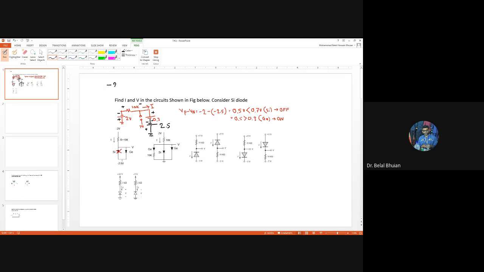If I apply KVL, then we get minus 2 minus 10I minus 0.3 plus 2.5 equals 0. So from there I can determine the current. I'm not going to do that; I will leave it to you to do that.